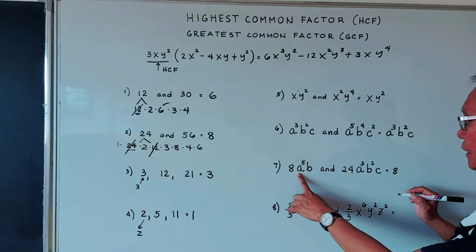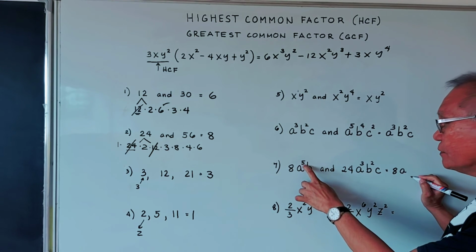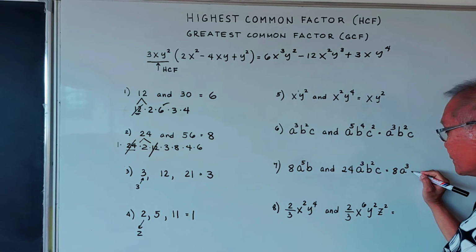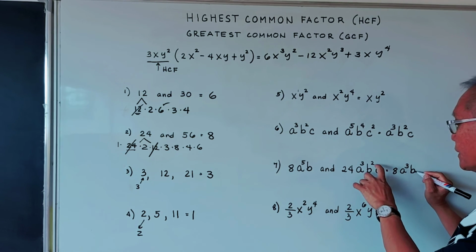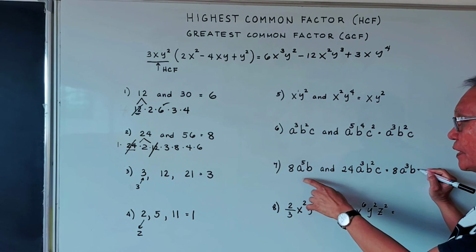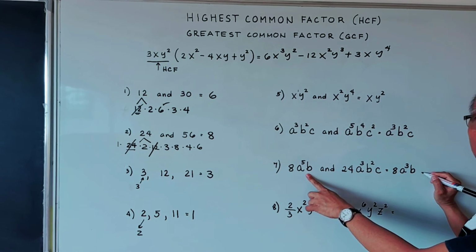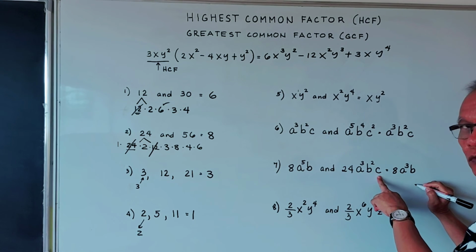Okay, a. We have an a here and an a here. This one is 5, this one is 3. We choose the smaller exponent, which is 3. We have a b here, we have a b here also. This one is 1, this one is 2, therefore that is 1. Now we have a c here, but we don't have a c here. Do we include the c? No. So this one is only our HCF. No c.